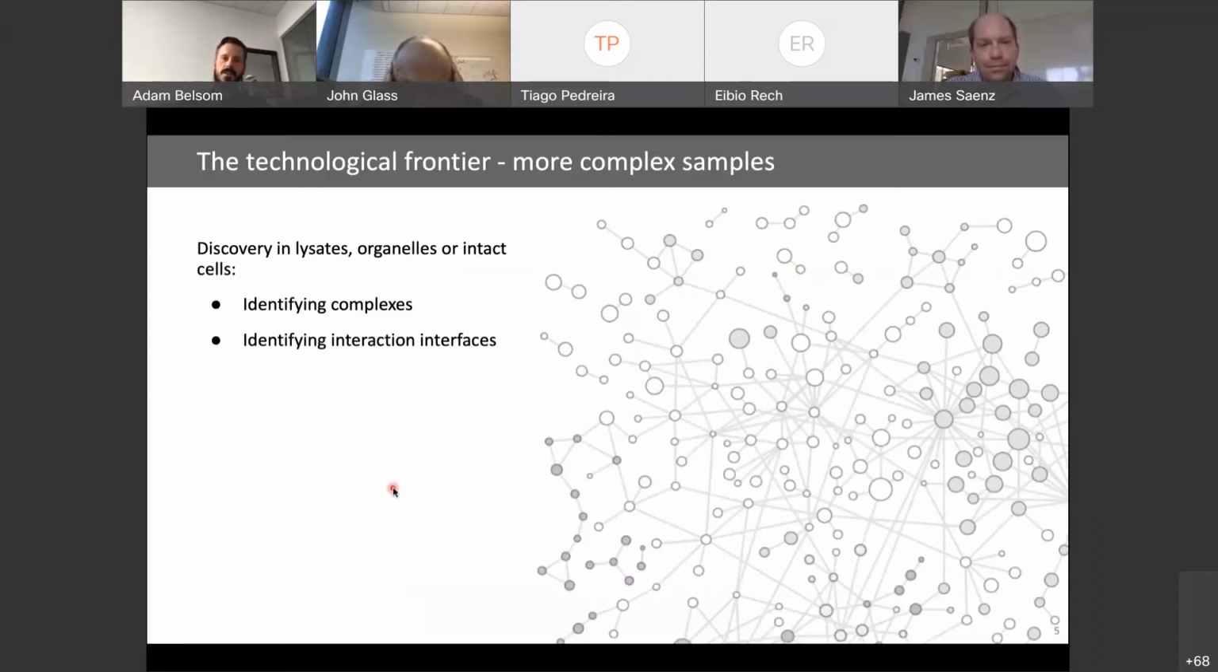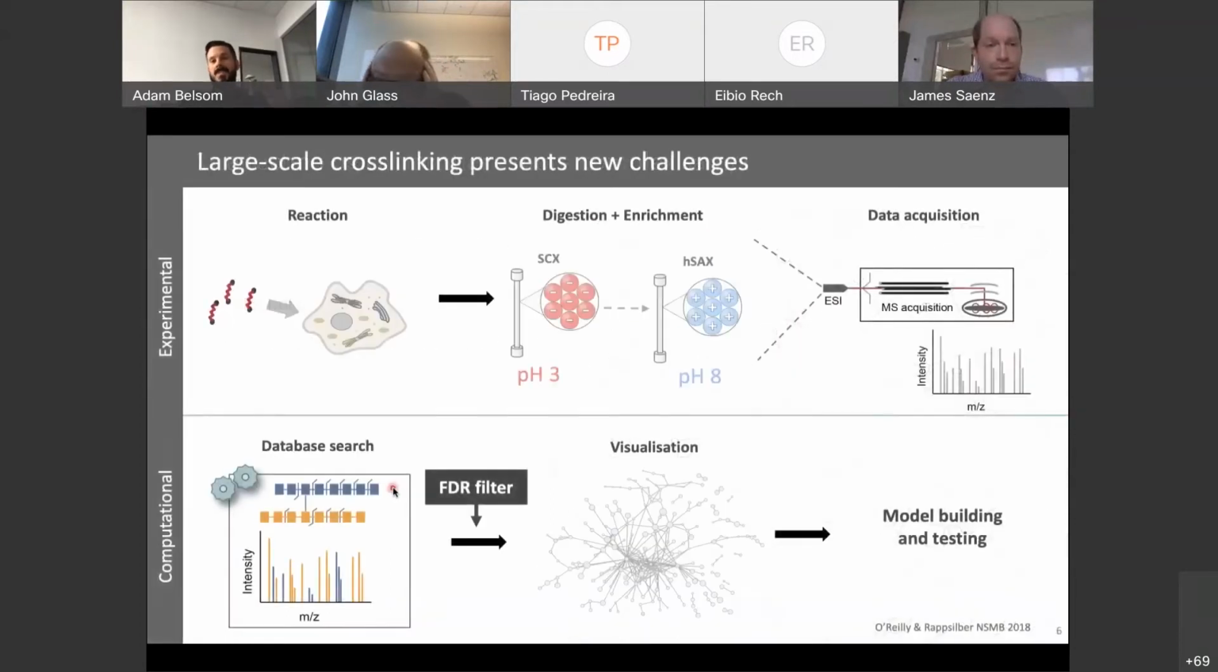But we are now pushing this technology even further. We're pushing it into lysates, organelles, and intact cells. For this, we want to identify complexes, protein-protein interactions, and also identify the interaction interfaces. So large-scale cross-linking presents new challenges.